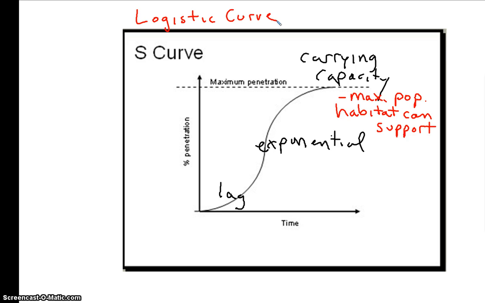So we have this lag phase. We have this exponential phase where the population increases very, very quickly, but then it levels off when we reach what's called carrying capacity. So this is the maximum population that a habitat can support. And it will vary from species to species. It depends upon the resources that are available in a habitat. One area may have a higher carrying capacity for moose than another area. So it depends on the habitat and the species as well.